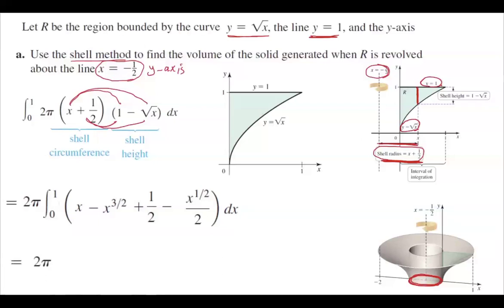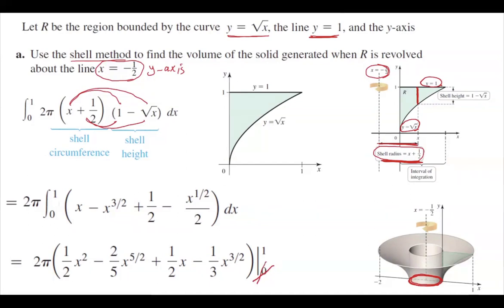This is equal to 2 pi times 1/2 x squared minus 2/5 x to the power 5/2 plus 1/2 x minus 1/3 x to the power 3/2, and x ranges between 0 and 1. But again, since all terms have x, 0 gives 0. Just plug in 1 and do the algebra. It becomes 8 pi divided by 15.